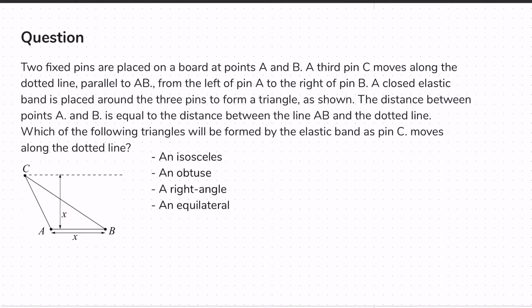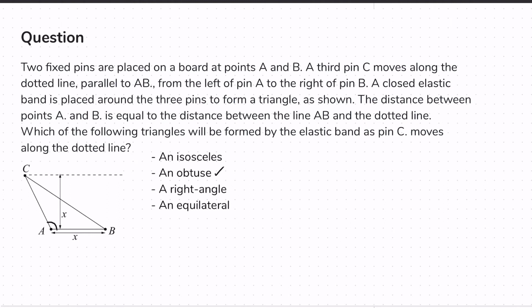And it's asking us which of the following triangles will be formed by the elastic band as pin C moves along the dotted line. Okay, so immediately, looking down this list, I can actually already see an obtuse angled triangle, right? The one that we begin with. So I know that we can do this because it's in the diagram.